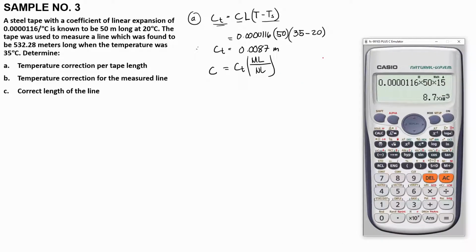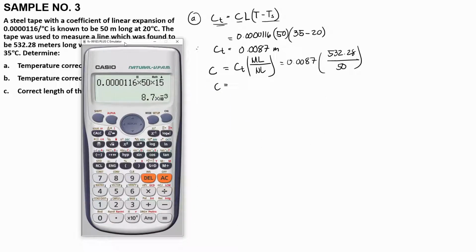So, let's substitute the values. We have 0.0087 multiplied by the measured line, which is 532.28, divided by the nominal length of 50 meters, our tape length. So, overall, the correction we have is 0.0087 multiplied by 532.28 divided by 50, which is 0.0926 meters. That is the total error caused by the temperature. So, this answers letter B.